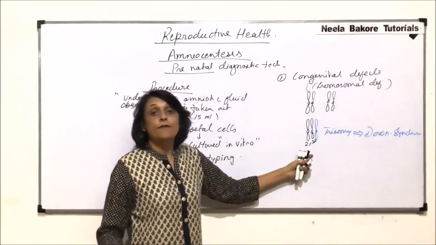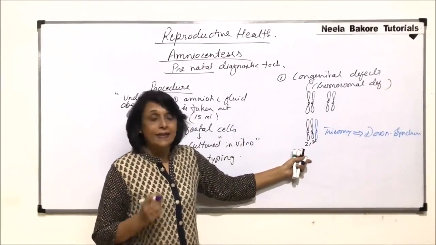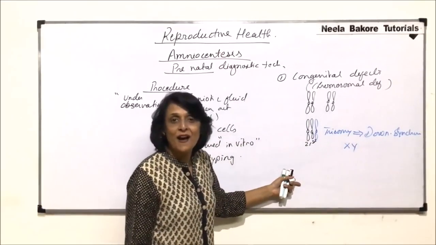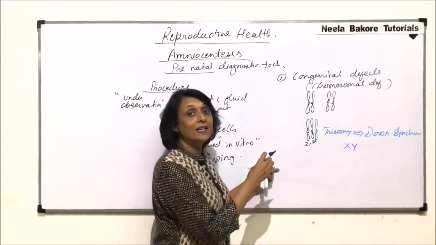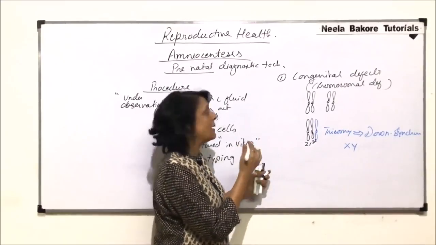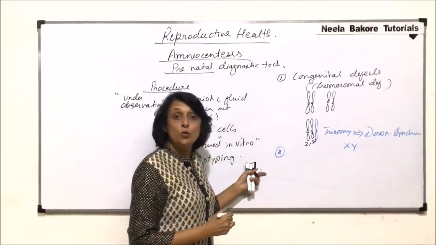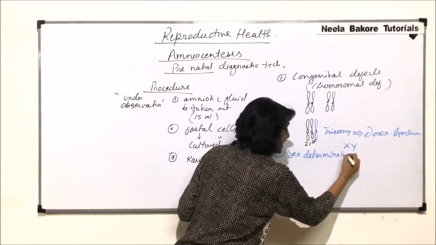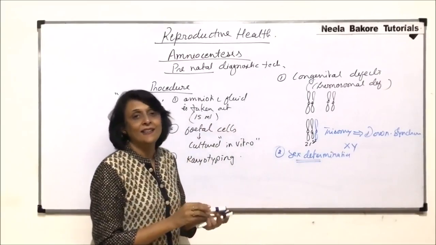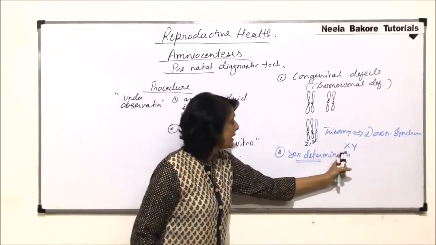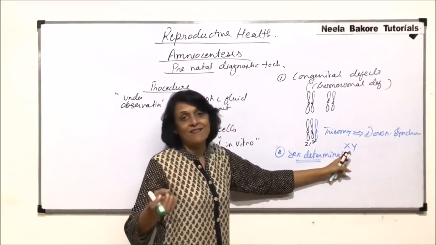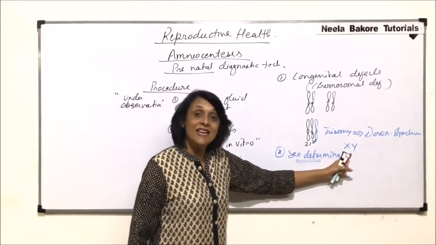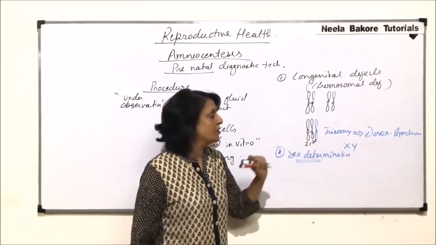Similarly, if X and Y chromosomes are there, then that also can be seen. If it is X and Y, we can identify the sex of the unborn baby or the embryo. So we can use it for sex determination. But this is one thing which has been illegally used. We'll come to that in a minute. Because if we see X and Y chromosome, obviously we can understand that the fetus is male. And if we see X and X, then it is a female child.